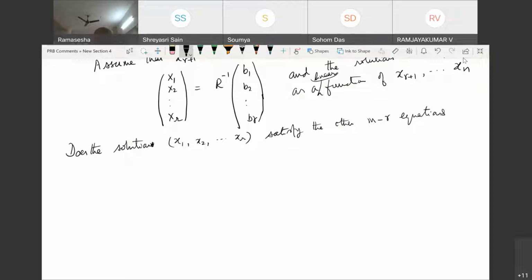Okay, so this was a question that I had. I have got the solution, but this is a solution only for the first r equations. Now, are these solutions also the solutions of the remaining m minus r equations? That's the (r+1)th equation, (r+2)th, all the way up to the mth equation. Okay, so this is what I want to know.